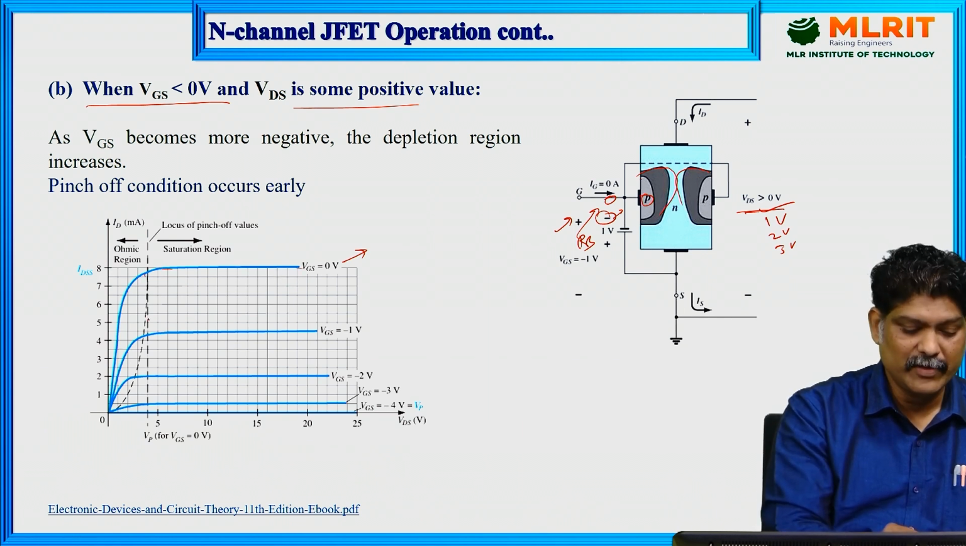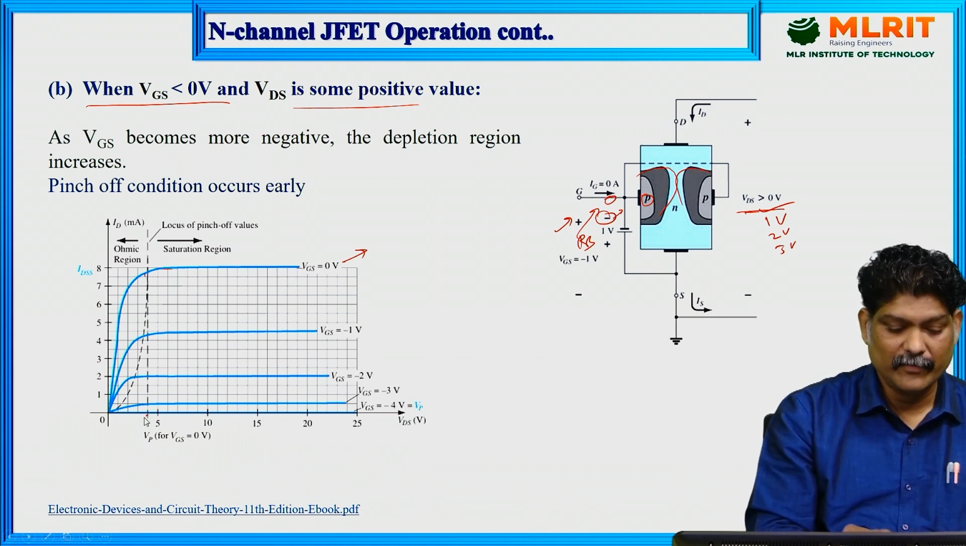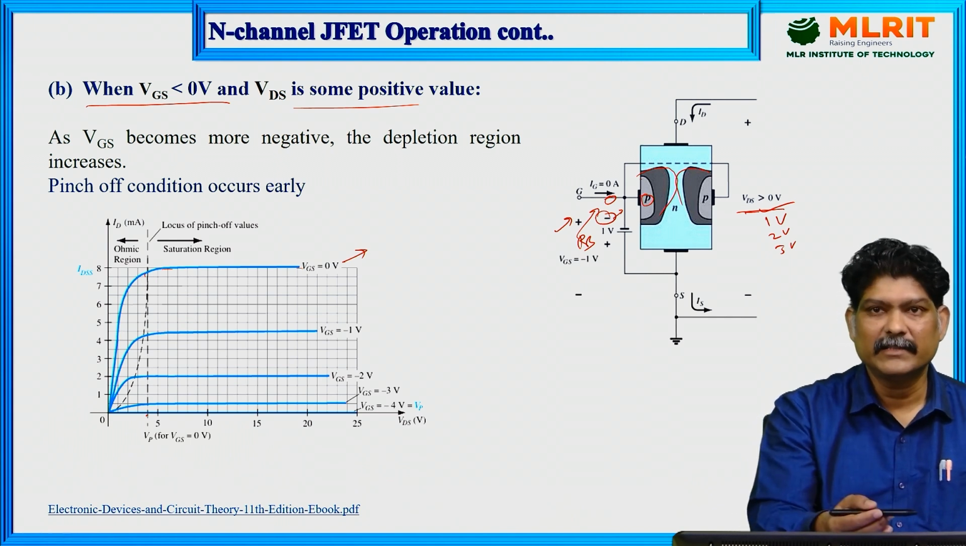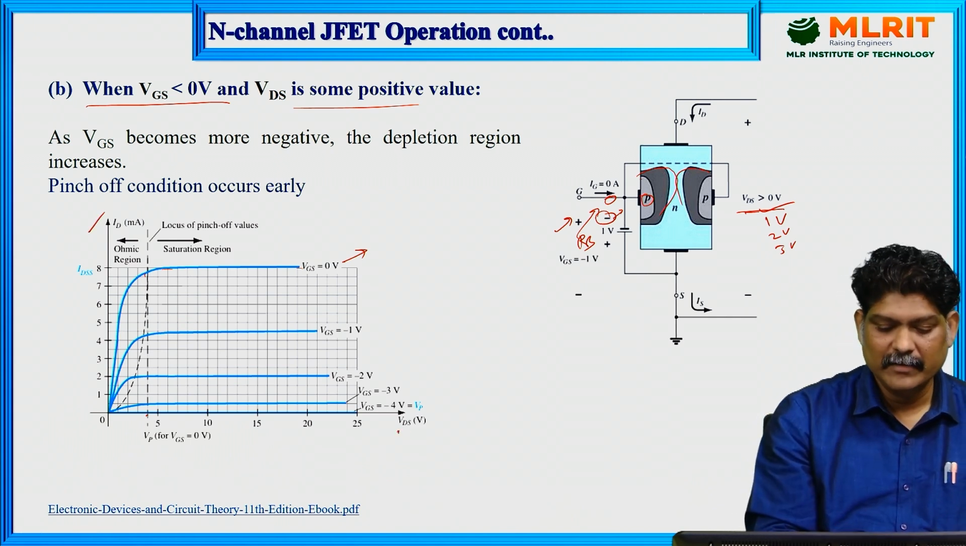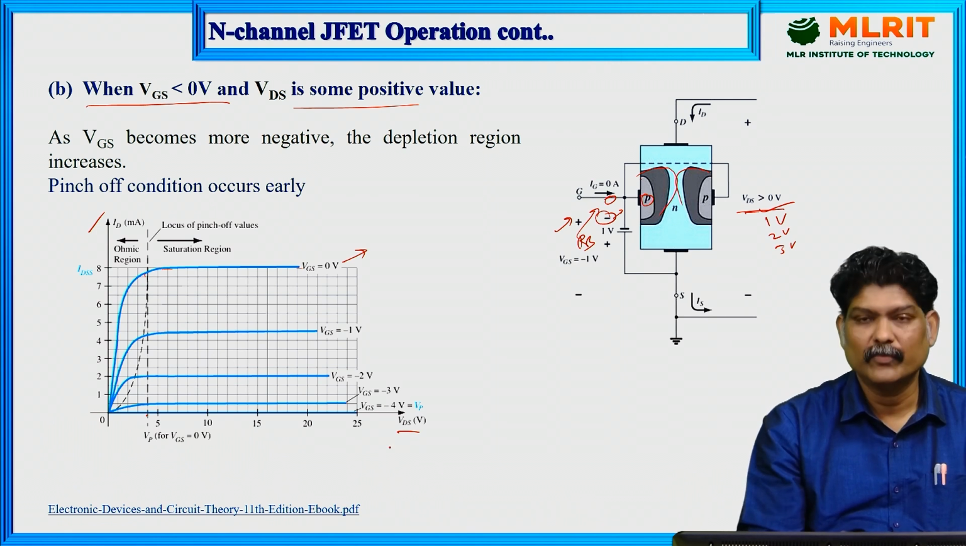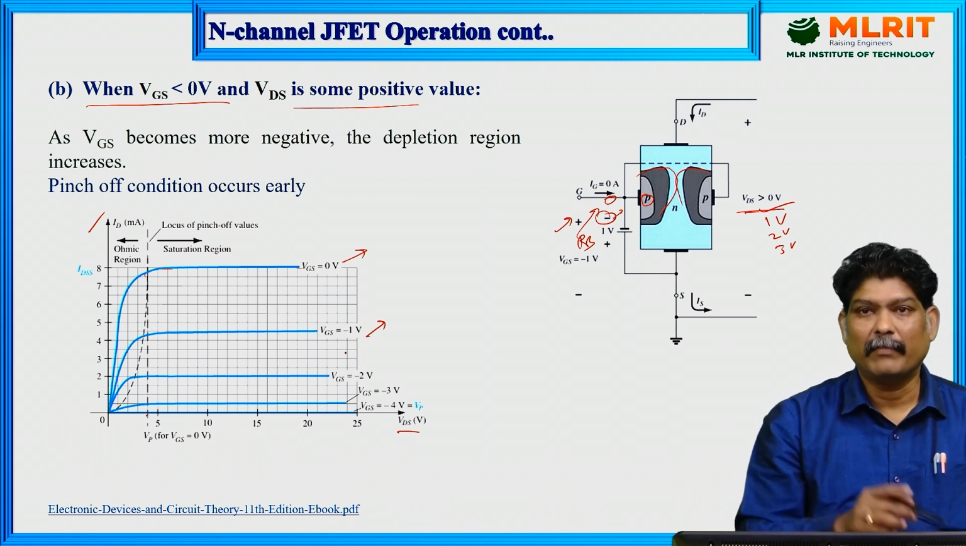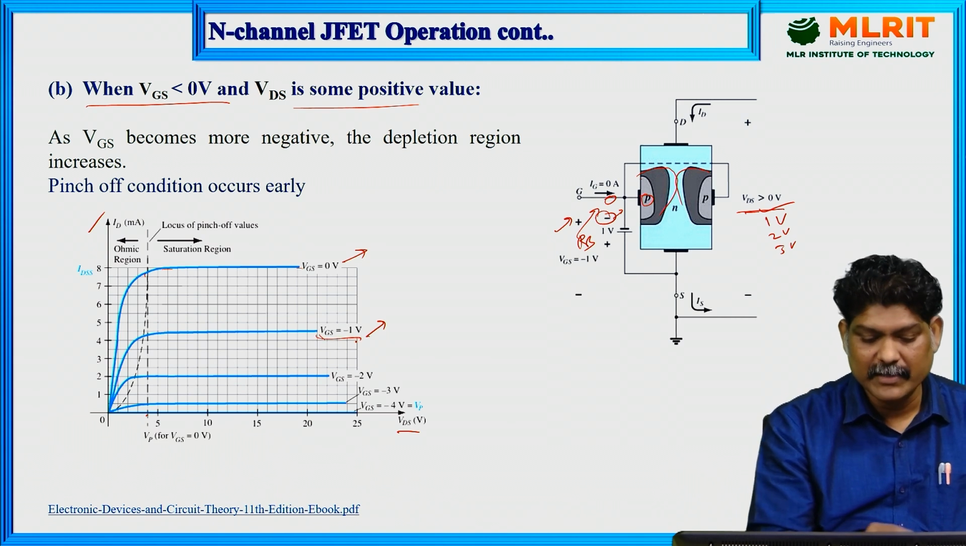Up to the pinch off voltage, there is a linear increase in the drain current for the input value, that is the output VDS. Now VGS is decreased to minus 1 volt. So now VGS is decreased to minus 1 volt.